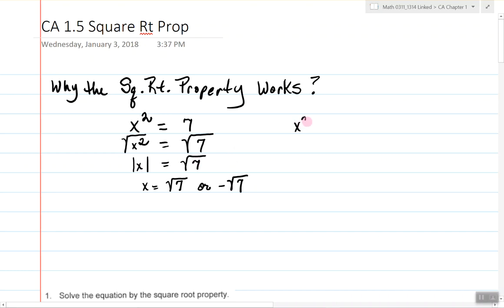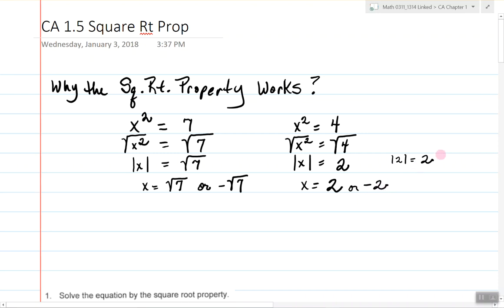Suppose I had x squared is equal to 4, and I take the square root of the left side and the square root of the right side, and I get the absolute value of x is equal to, and the square root of 4 is 2. I couldn't simplify this one, but I could simplify this one. Absolute value of a quantity means take the sign off. So if x is 2, the absolute value of 2 is 2. But if x is negative 2, the absolute value of negative 2 is also 2. It is because of this definition that we will always get two answers using the square root property.